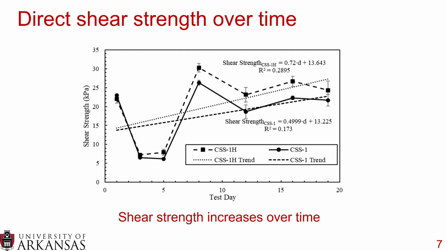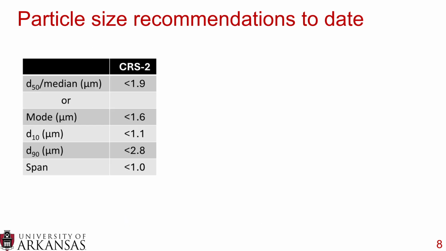And the direct shear strength increases over time. Now these curves are a little rough, they bounce around a little bit, and we're just looking at the trend lines here and observing that over time, over this almost 20-day period, the shear strength actually increases as the asphalt emulsion has been sitting. So the indirect tensile strength decreases, the shear strength increases.